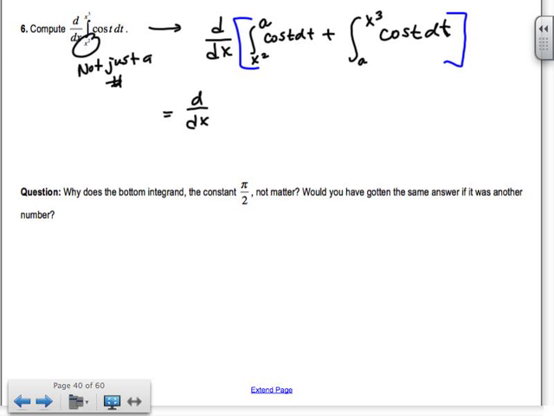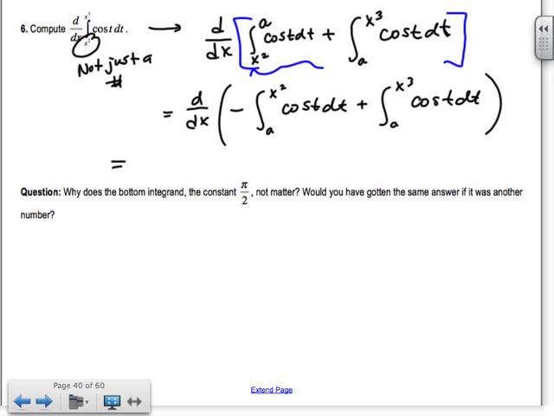One more thing we're going to do. So this is from x, let me switch it, because this first one isn't quite in that form. We always had the x squared on top. So how could we write it so that the x squared's on top? Yeah, you can take the opposite. So it's going to be negative integral from a to x squared of cosine of t dt plus integral from a to x cubed of cosine of t dt. Okay, now you can take the derivative.